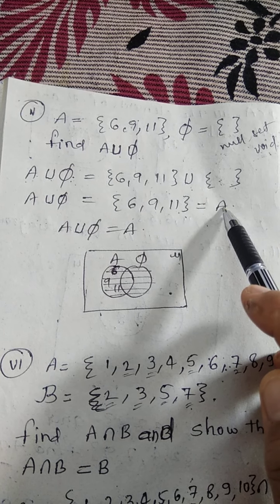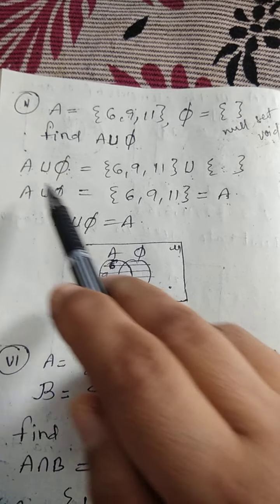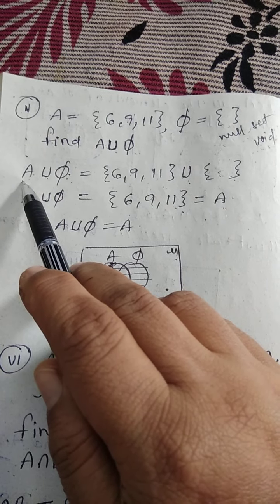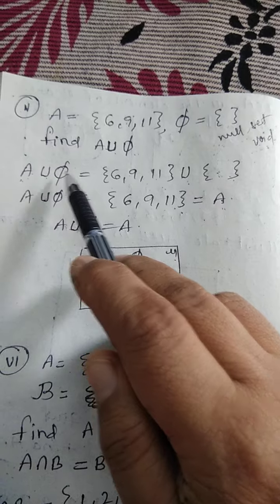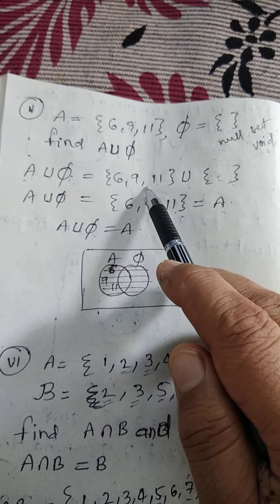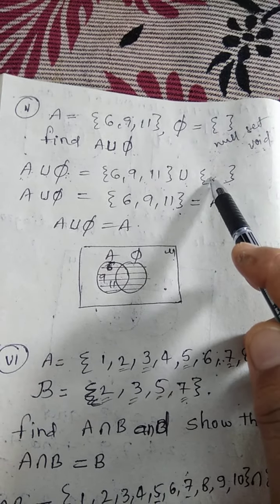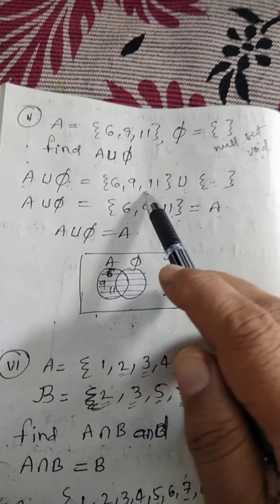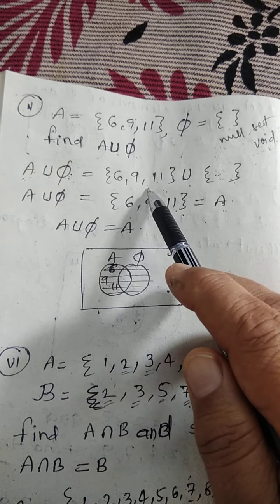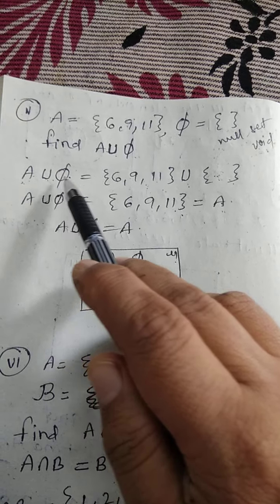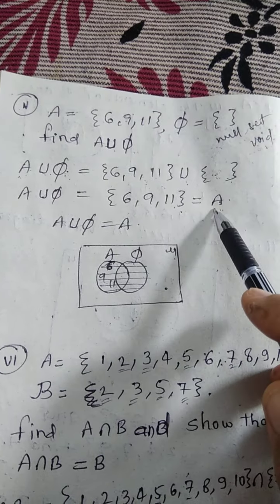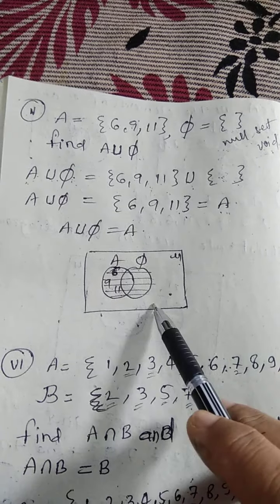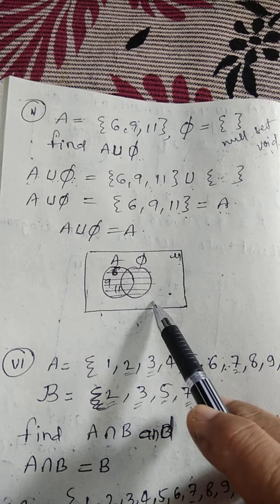Okay, so what do you understand by this? The union of any set with the empty set gives you the same set. Because in the empty set nothing is there, no element. If you combine, you will get the same set. So the union of any set and the empty set gives you the same set. How to make the Venn diagram? Try it yourself.